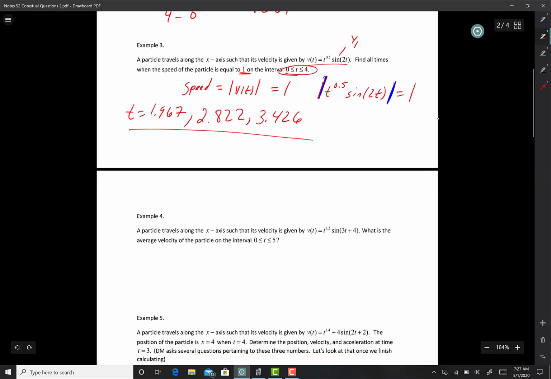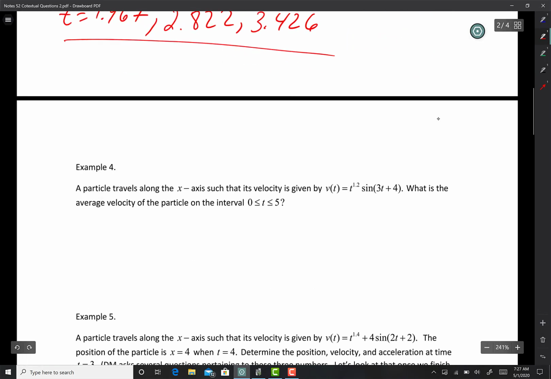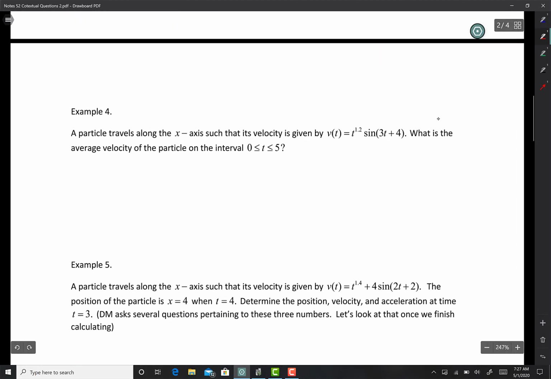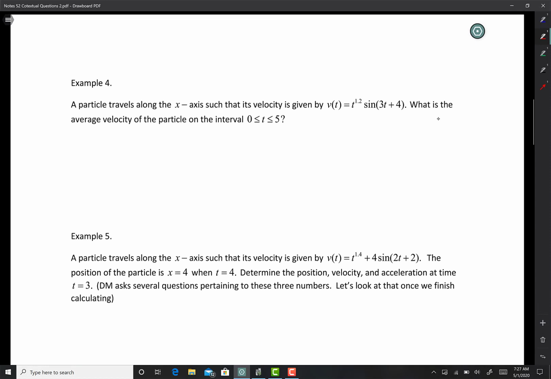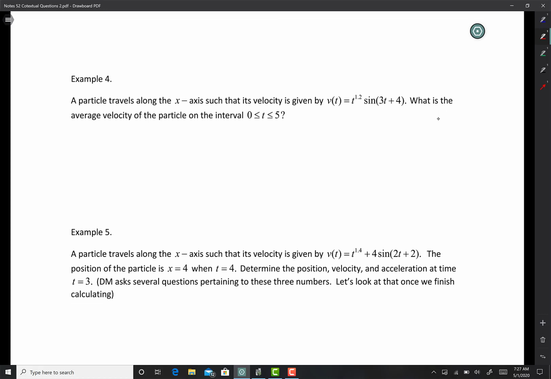Cool. All right, let's go to the next one. So this one says, a particle travels along the x-axis such that its velocity is given by v of t equals t to the 1.2 sine of 3t plus 4. What is the average velocity of the particle on the interval 0 to 5?